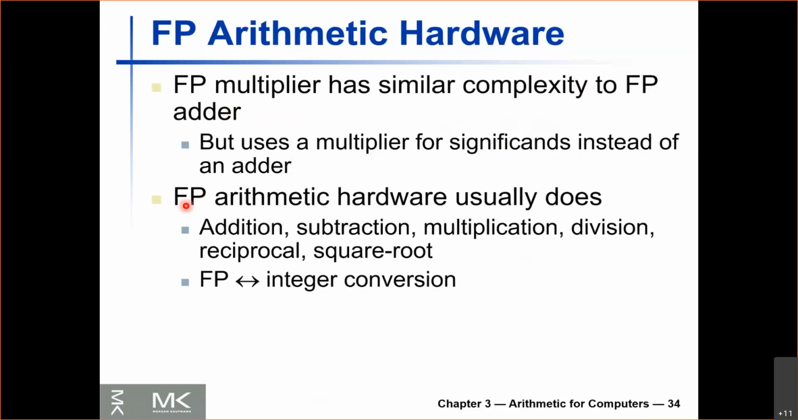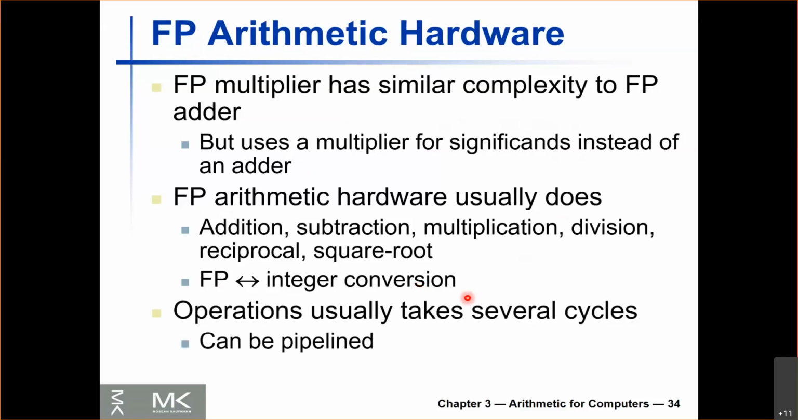And the floating point arithmetic in general that we do in floating point hardware includes addition, subtraction, multiplication, division, and then we also have an important part which is floating point to integer conversion. Again, just like with addition, multiplication, and all these other operations, they usually take several cycles, and they can be pipelined to optimize them, and we'll talk about pipelining later. Okay.